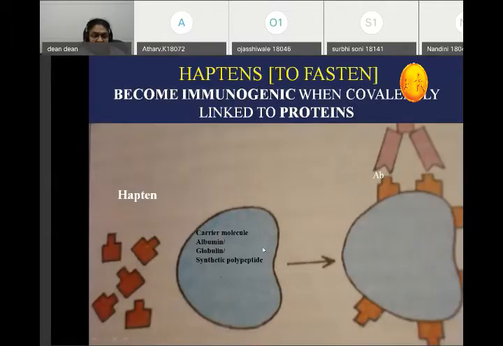You can see in this photograph hapten when it is bound to a carrier molecule like albumin, globulin, or synthetic peptide. It can produce antibodies and react with the antibodies. In this case, antibodies are produced not only against hapten but also against the carrier molecule.